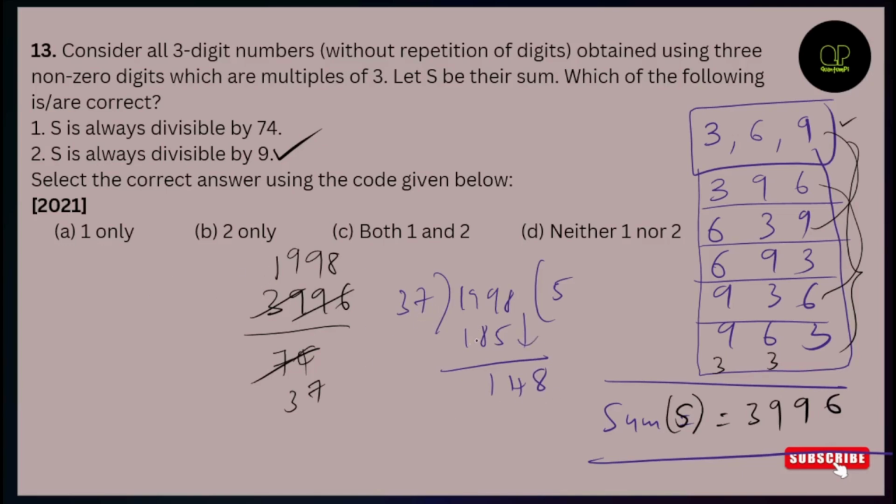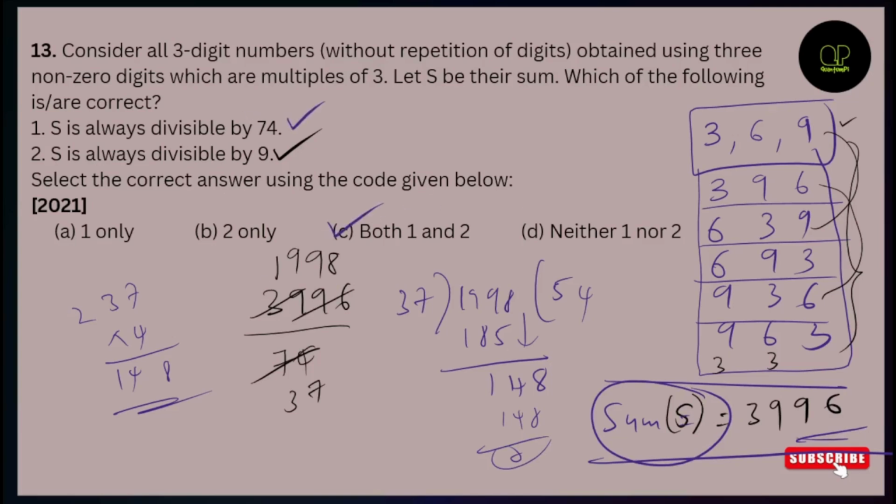So 7 4s are 28. So let us see 37 into 4. 7 4s are 28, 4 3s are 12, that is 148, yes. So that is 4 times 37, 148. Yeah, it is also divisible. The sum is also divisible by 74. So this is also right. So both statement 1 and 2 are absolutely right. So let's move on to the next question.